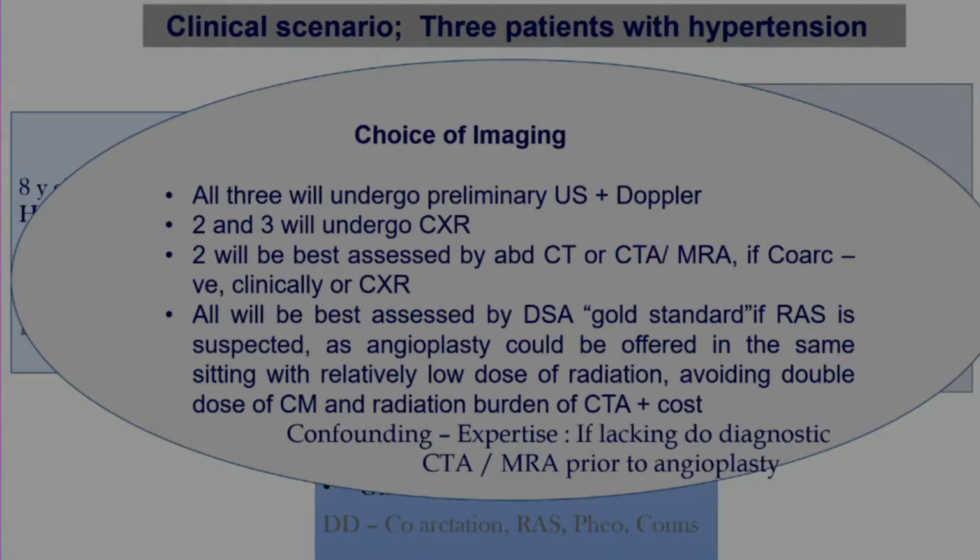So for all 3, if I were the radiologist looking at this patient, and somebody, a clinician, asks me what is the best way to assist this patient after eliminating all the other things, if it is renal artery stenosis, I would say I would do a DSA, catheter angiography, because at the same sitting I can go and do angioplasty. So it will reduce the burden of contrast-induced nephropathy and radiation. That is why I have put in another clause, confounding is expertise. If it is lacking, if you do not have the expertise in this institution or a nearby institution, go for CT or MRA prior to angioplasty, not at the same sitting.